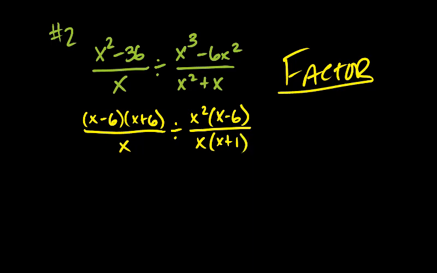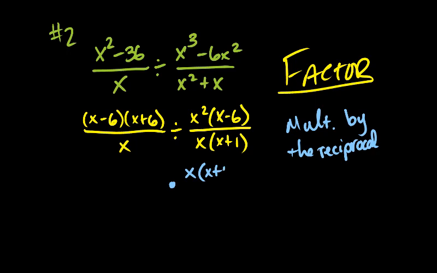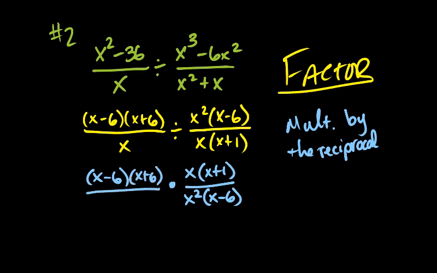Now I can multiply by the reciprocal of the second one. So you're going to flip the second one, so times, it'll be x times x plus 1 on top now, and x squared times x minus 6 on the bottom. And the first one stays the same, so x minus 6 and then x plus 6 all over x.